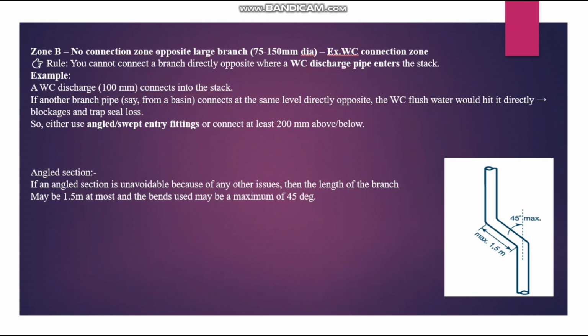Second thing, angled section. This is another rule. If an angled section is unavoidable because of some other issue, then the length of the branch may be a maximum of 1.5 meters. If you want to do the offset due to some unavoidable reason, then you have to make sure that the length of this angled section is not more than 1.5 meters. Also, you can follow 30 degrees or 45 degrees, with a maximum of 45 degrees.